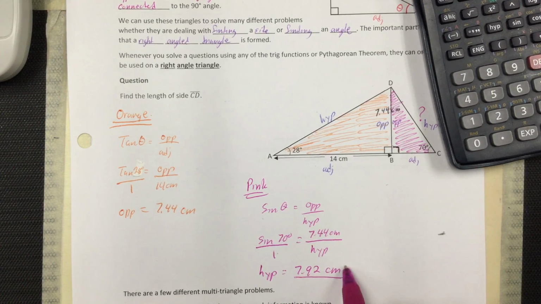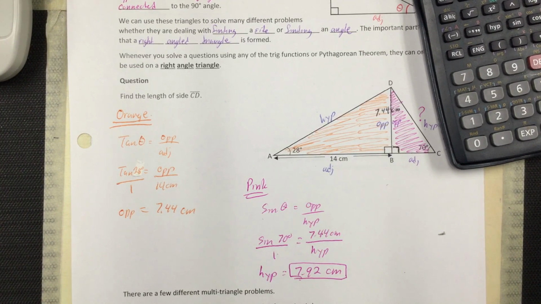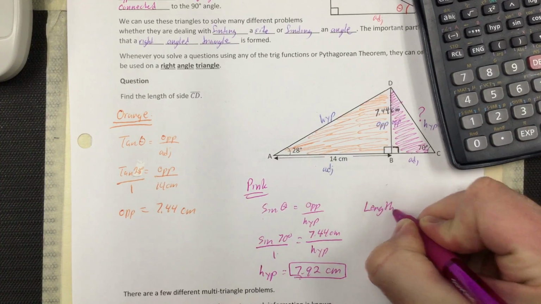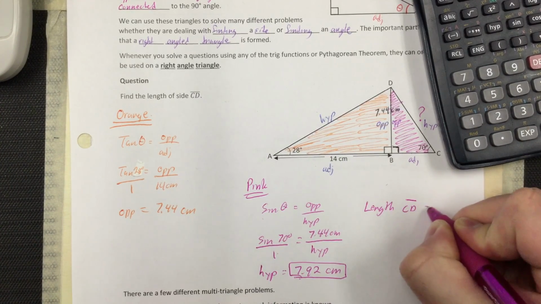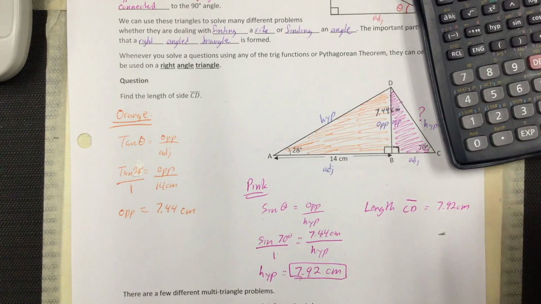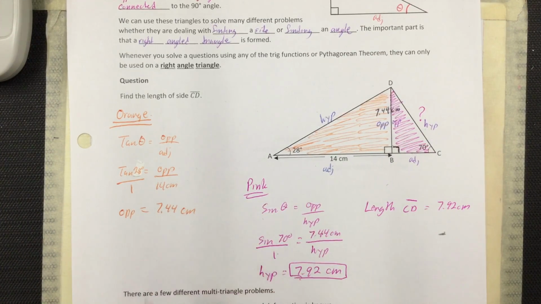So this then is our final answer. We round that to 2 decimal places. We don't need that anymore. We can find that the hypotenuse, or length CD, is equal to 7.92 centimeters. At this point, we round it because that's our final answer. The earlier value isn't a final answer, so we try to keep as many decimal places as possible. Once we get to our final answer, that's when we can round.